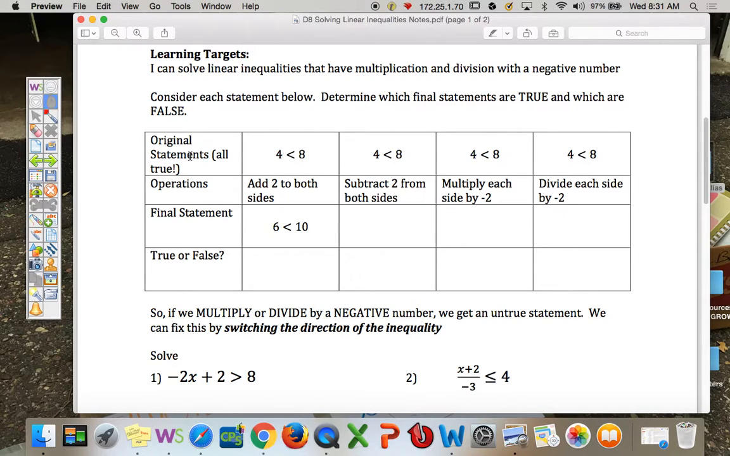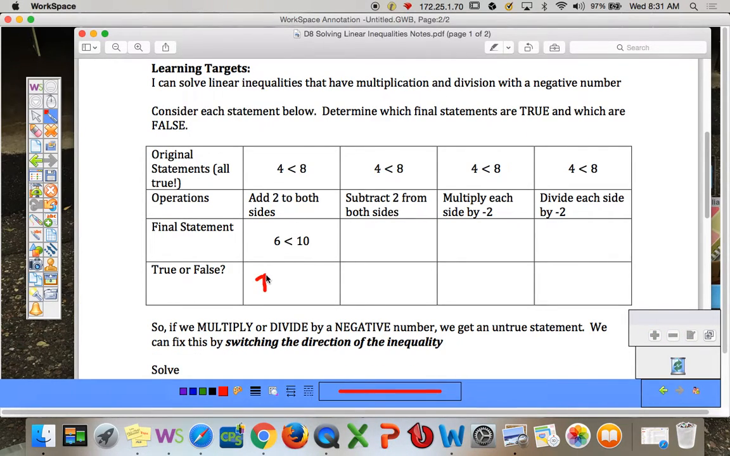So the first, if we look at all the original statements, they're the same. 4 is less than 8. That is true. Now let's go down this column here. Let's add 2 to both sides. 4 plus 2 is 6. 8 plus 2 is 10. Is this true or false? Is 6 less than 10? This is true.